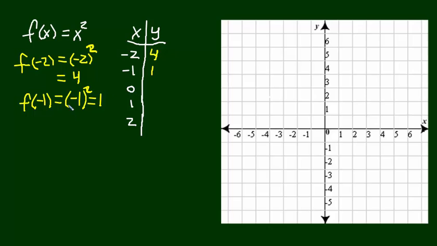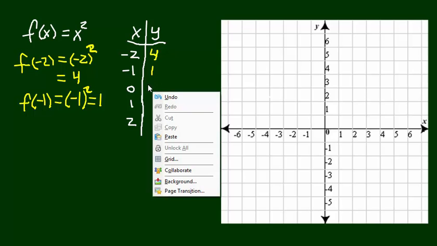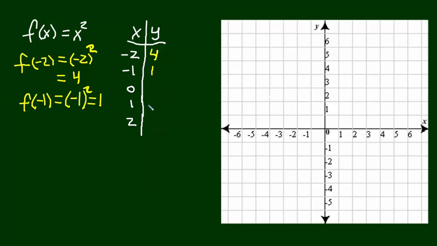Now I'm going to do the same thing with 0. Well, what is 0 squared? I'm not going to write it out. It's 0. What if I plug in 1? What's 1 squared? 1. If I plug in 2, what's 2 squared? 2. Sorry, no it's not. It is 4. Just testing you.